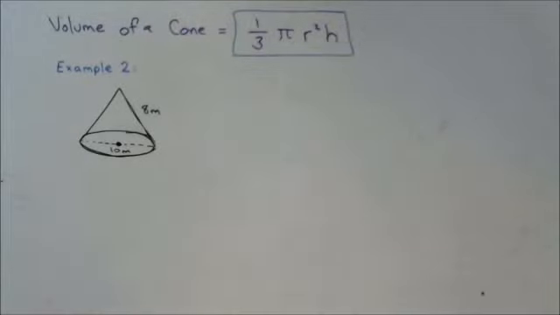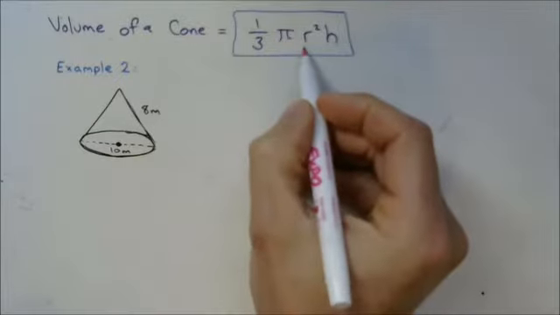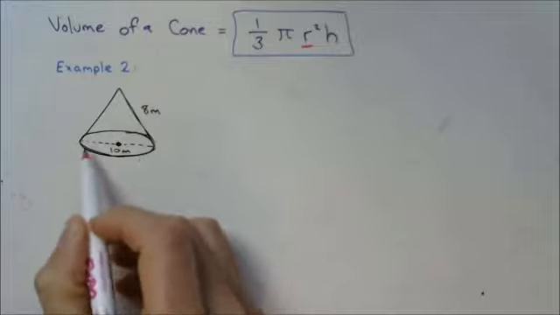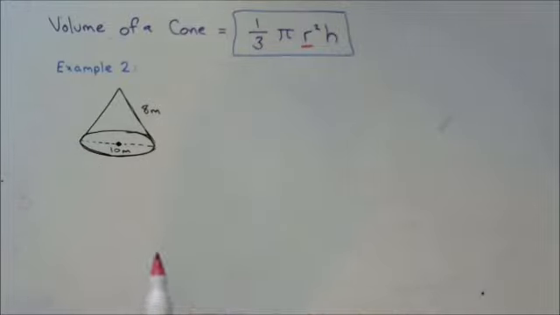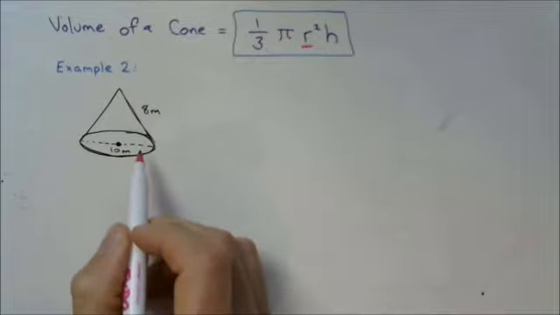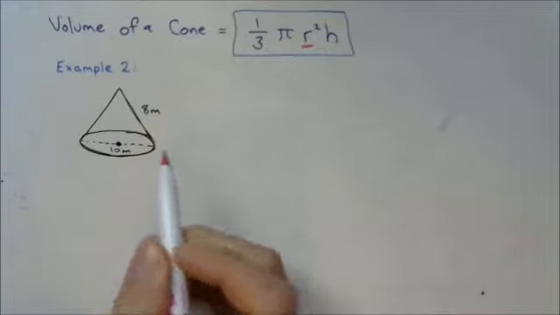Okay, in example 2, we're still asked kind of the same thing. We're going to get the volume of the cone, but we take a look at our picture and the dimensions that we're given, and we notice, are we given r? No, we're given the diameter. So one step we're going to have to do before we can even apply our formula is to determine the radius. Okay, that one's pretty easy.